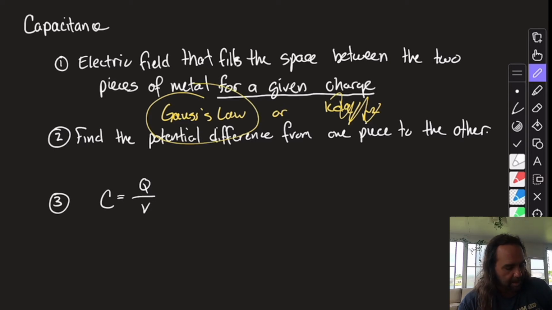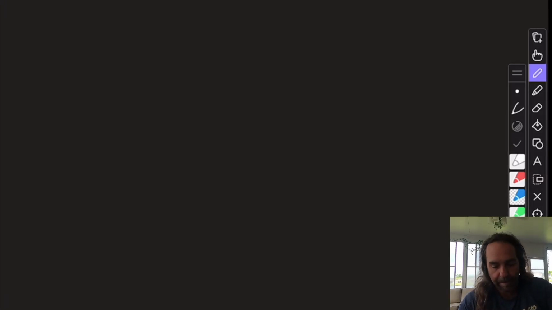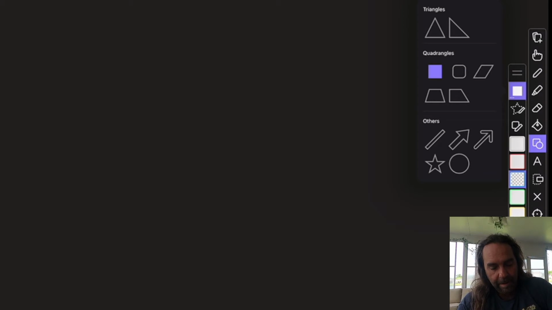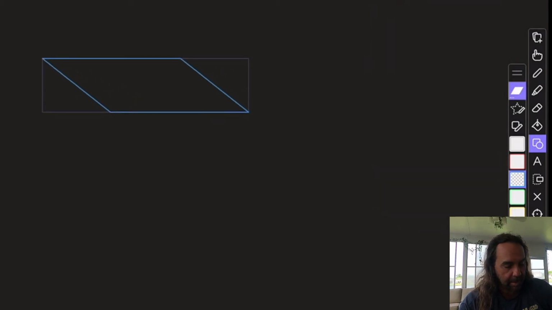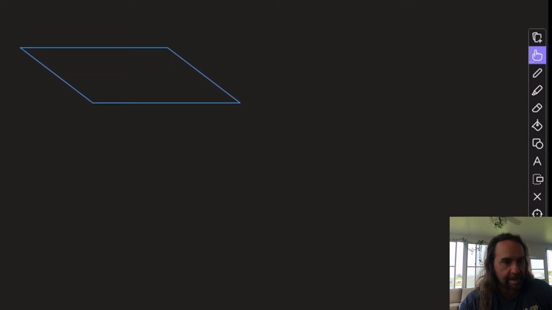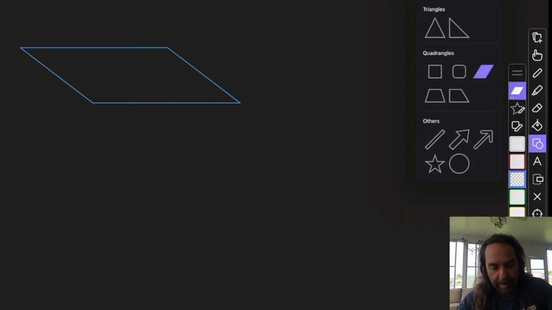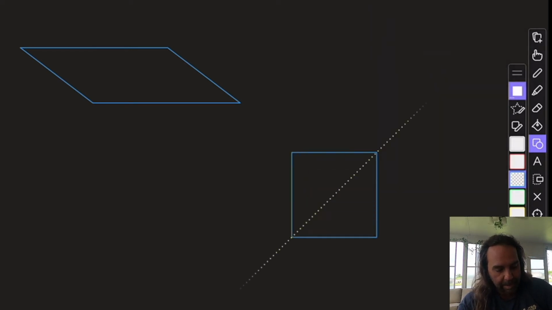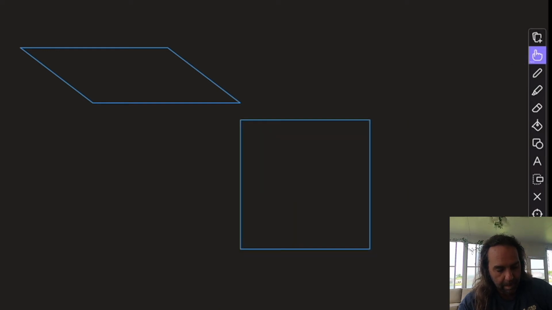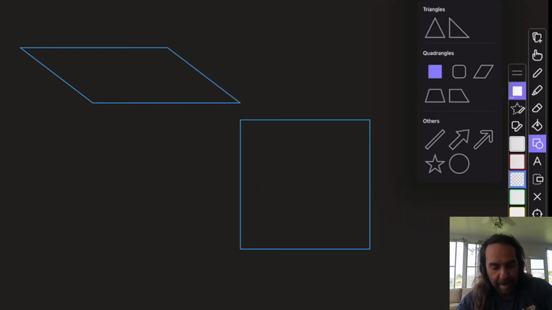So let's do the parallel plate. To do the parallel plate, what I'm actually going to do is do a single plate by itself first. Here's my single plate in space by itself. And I want to look at that plate 2 different ways. Let's look at it from the top and look at it from the side.